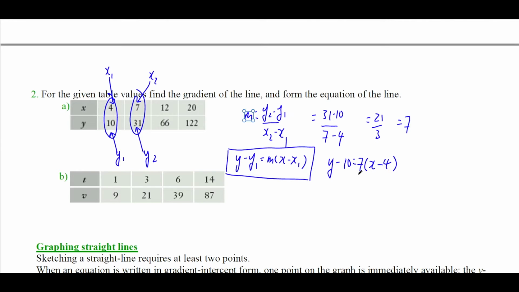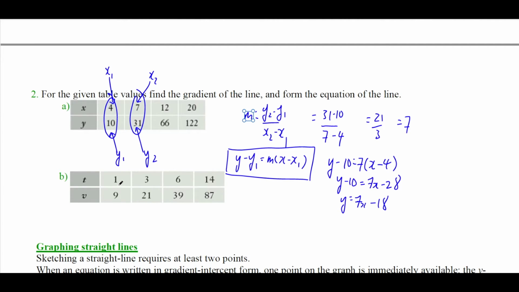And what we can do is just expand this. So y take away 10 equals 7x take away 28. Add 10 to both sides, y equals 7x minus 18, right? With plus 10 to both sides. So that's the equation of the line. y equals 7x take away 18. Okay, so that's this question done.